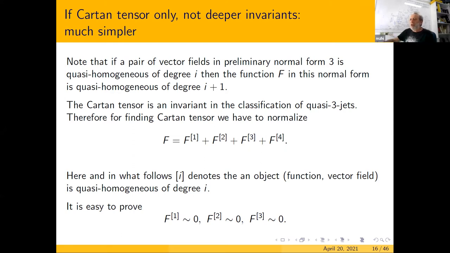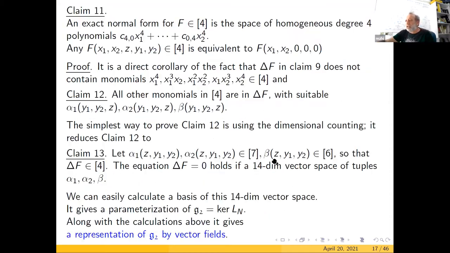Because we know, this is my standard notation in such brackets for quasi-homogeneous parts of degree 1, 2, 3, and so on. And we know, it has to be checked, but it's easy, that we can kill this part and this part. So up to equivalence I define it as 0. But what can we do with this guy, F4?